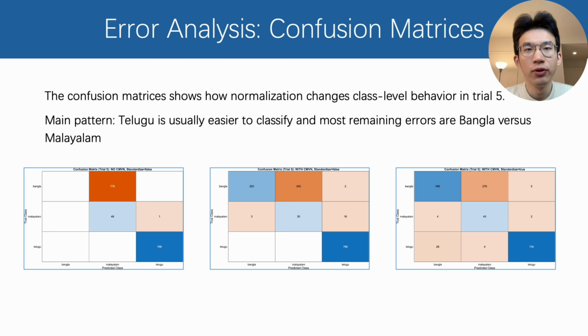Next, the confusion matrix explains the macro F1 results. Without CMVN, Bangla collapsed into Malayalam in trial 5, so macro F1 is low. With CMVN, Bangla recall improves. With both CMVN and standardized, the class separation is the cleanest. The picture below shows that Telugu is easier to classify, while most remaining errors are between Bangla and Malayalam.